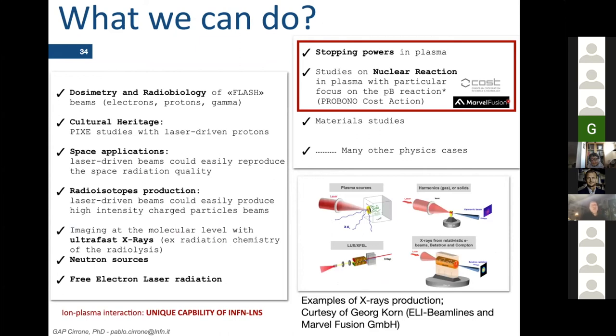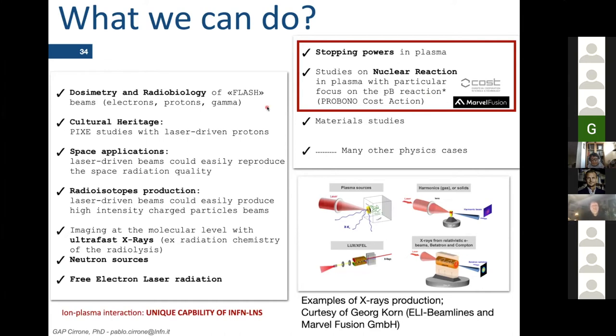this field. Well, what can we do with this kind of laser? There is a huge list. I will be very fast. This is my last slide, basically. Dosimetry and radiobiology is something that we already do in many facilities around the world, using electrons, protons, and gamma generated by this laser-matter interaction.